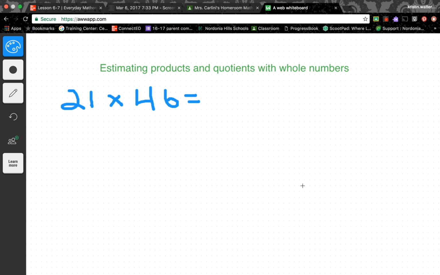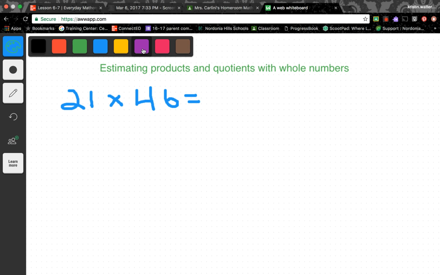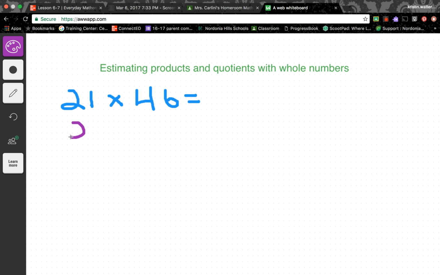So if I give you a problem like 21 times 46, the first thing that we're going to do is make an estimate so we can check our answer and see if it's reasonable. So remember, estimates should be something that we can do in our head. So we like using numbers that are multiples of 10. So for 21, I would estimate it to be 20. And then I would estimate 46, since it's a 6, I'd make that 4 go up to a 5 and make it 50.